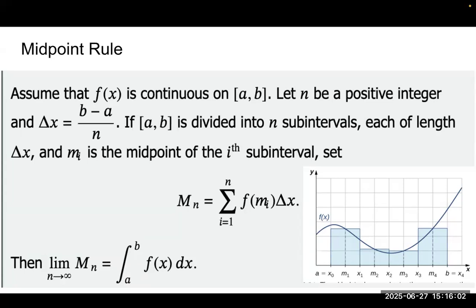Then it will be 1. And if this is 0, this will be 1, right? That's right. And 1 plus 1 is 2, 2 plus 1 is 3, then 4. Like this, we can find x1, x2, x3. And then how to find m1? Just x0 plus x1 divided by 2. Between 0 and 1, 0 plus 1 divided by 2 will be 0.5.